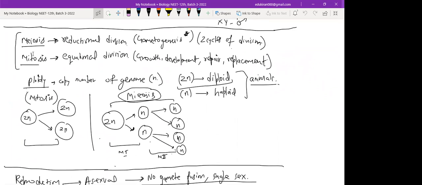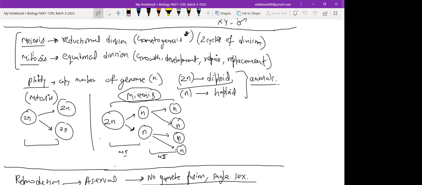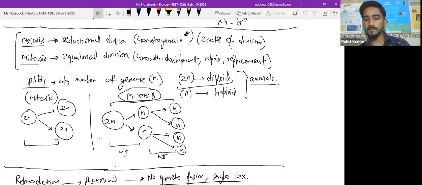Meiosis is reduction division, and mitosis is equational division. Why are they called so? Meiosis helps in sexual reproduction, and mitosis helps with growth, replacement and repair. Yes. Why do we call them equational and reductional division?